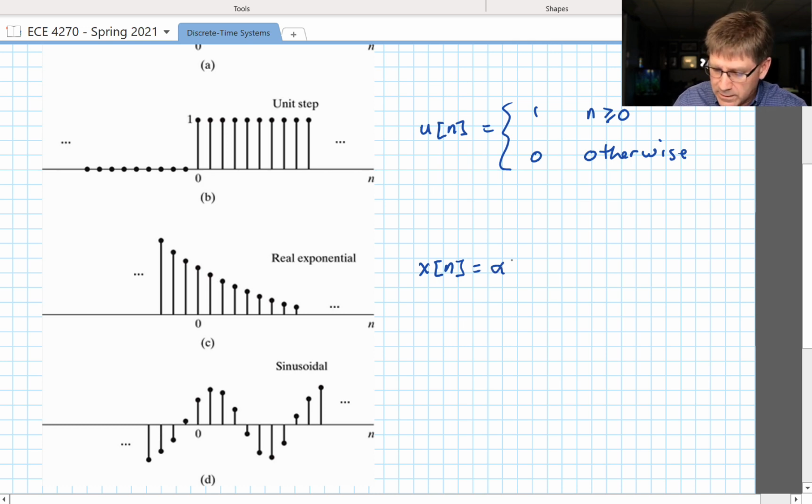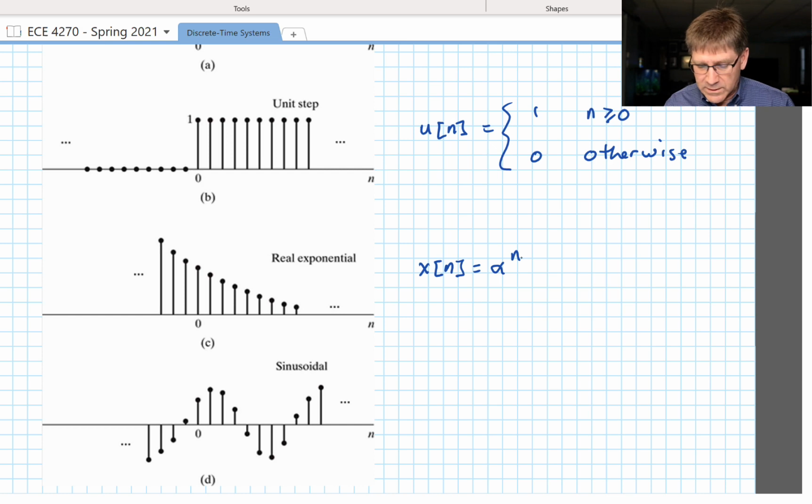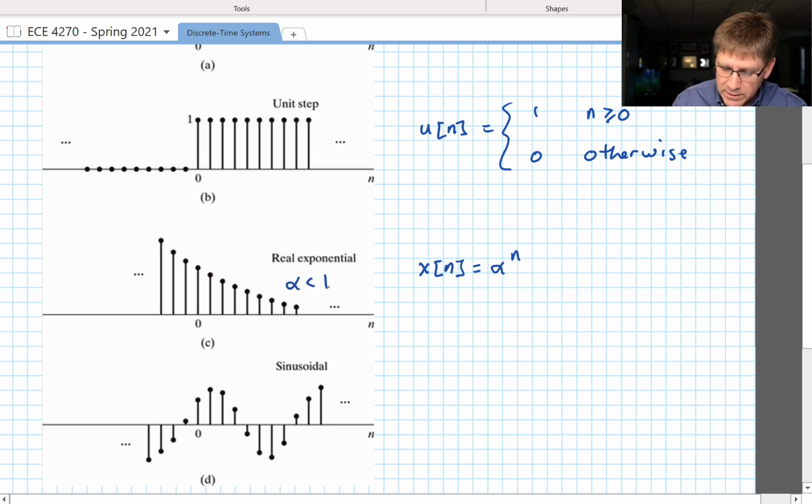After that, it tends to be a little bit more generic. With something like a real exponential, we'll just use our generic x of n to represent the exponential. In this case, we have a value alpha to the n. And alpha, for this example, is going to be less than 1 because as n increases, the value decreases.